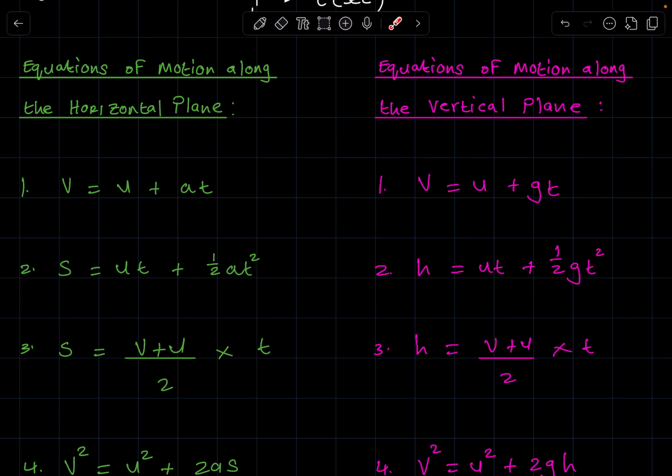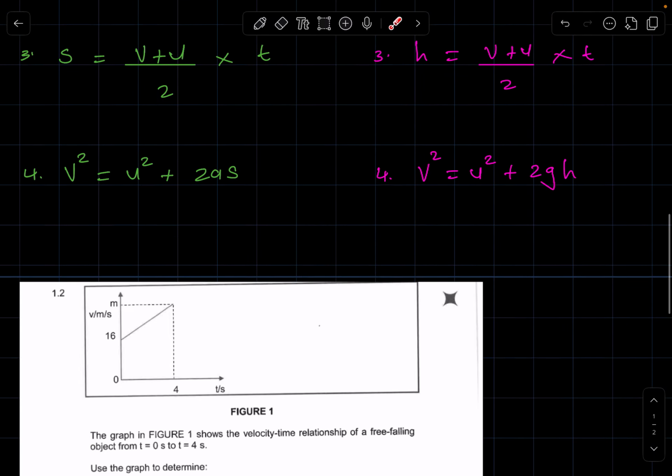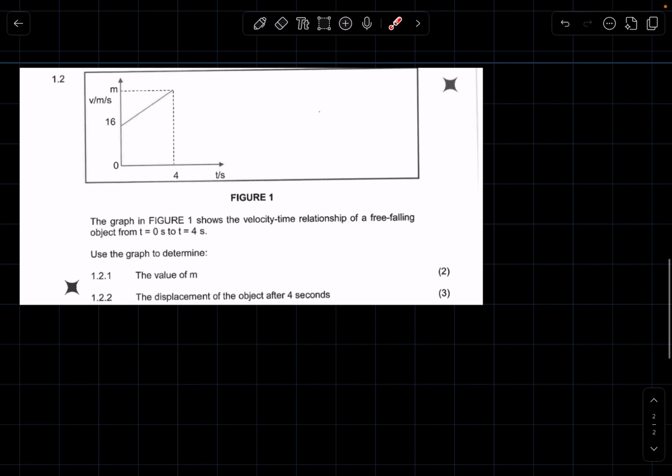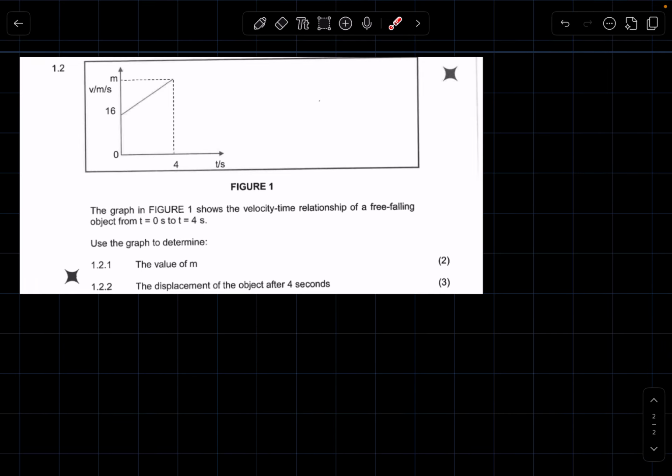Now we are going to look at a question that essentially proves why it is important that students are able to understand how to derive the equations of motion, right? It is for cases where you get a question like this one, right? We are going to go through this question so you understand exactly why you need to understand how to derive the equations of motion, right?